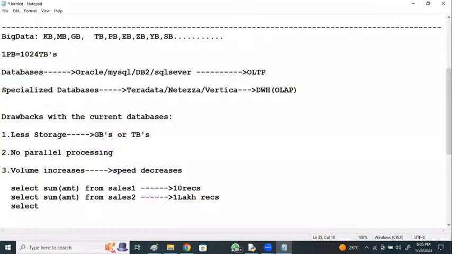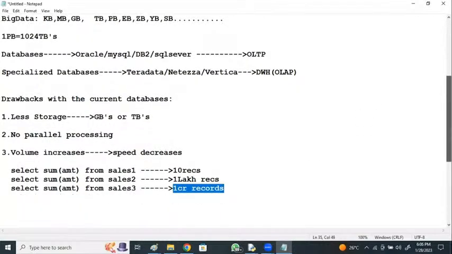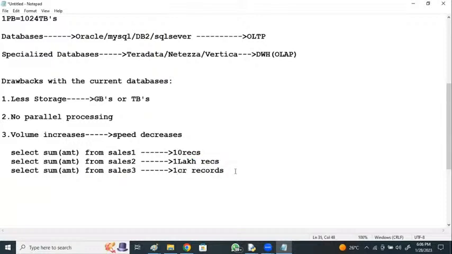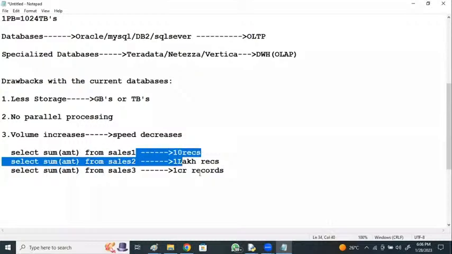Select sum of amount from a third table with one crore records. 10 records, 1 lakh records, 1 crore records. Which query is going to execute faster among these three, whether 10 records, 1 lakh or 1 crore? Which one is going to execute faster? The first query executes faster because it totals 10 records as compared with 1 lakh or 1 crore. So query to query, as volume increases, speed decreases.